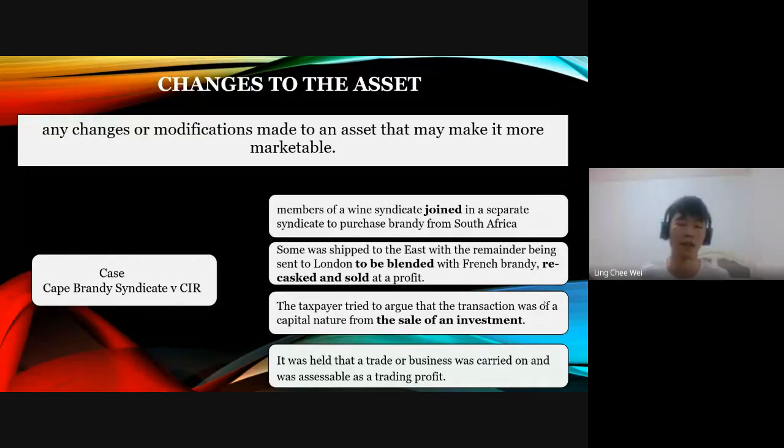And after that, the judge stated it was held that a trade or business was carried on and was assessable as a trading profit. So it cannot be categorized as an investment. The sale of an investment is categorized as a trading profit. Okay, so next I will pass to the next presenter.